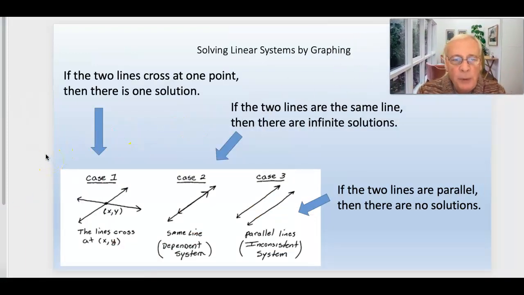If the two lines cross at one point, then there is one solution. If they cross like this. If the two lines are the same line, and that happens sometimes, the system's lines are expressed in a different way, but it's really the same line. They're right on top of each other. Then there are infinite solutions, because every point along that line makes both equations true. If the lines are parallel and never intersect, then there's no solution.